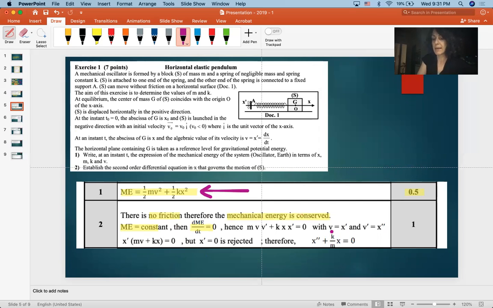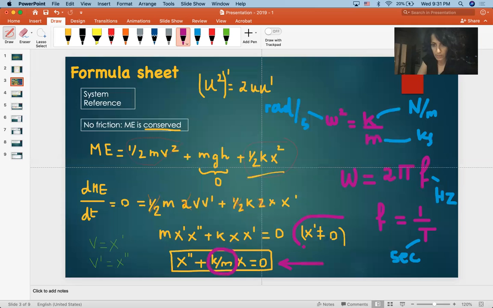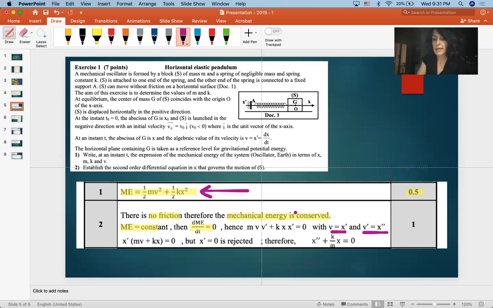And you replace V by X prime and V prime by X double prime. And you can say X prime being different than 0 or equal to 0 is rejected. And this is exactly what we wrote in here. You see it? Otherwise, you cannot cancel it out. And this is the differential equation. And you will be given 1 full point for this one.